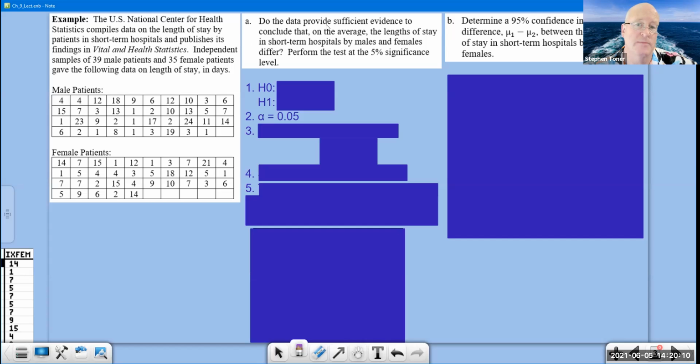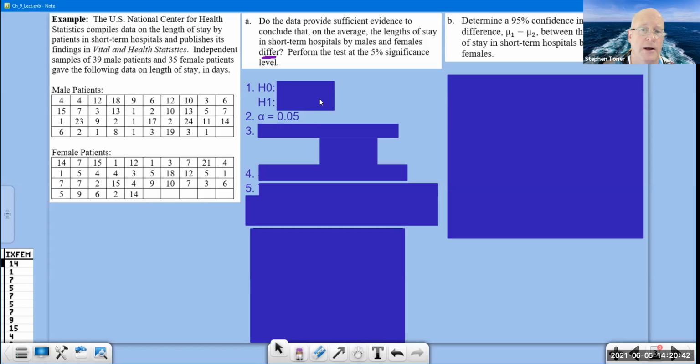So, do the data provide sufficient evidence? That's the wording we're used to that signals we've got a hypothesis test coming. Do they provide sufficient evidence to conclude that on the average, the length of stay in short-term hospitals by males and females differ? The word differ is a key word because it tells us we're going to be doing a not equal to in our alternate hypothesis. And they said, perform this at a 5% significance level. I've already got that typed in.